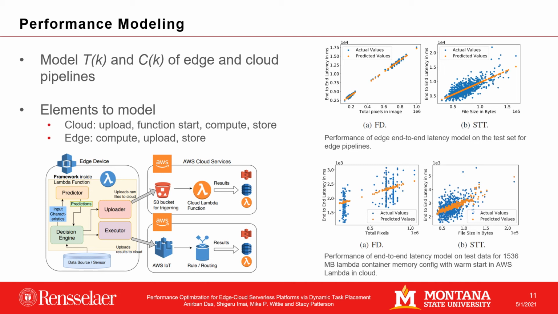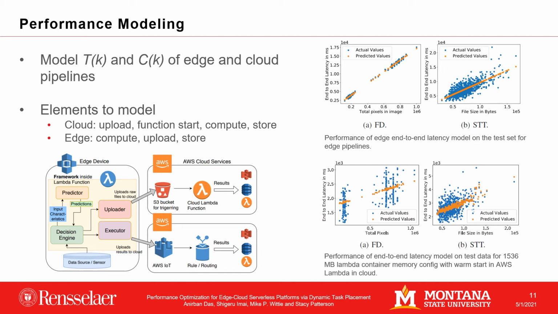However, in all these cases, there is a linear trend, and therefore we can use simple linear regression models such as ridge regression in order to get some estimation models. Now, focusing on the task placement framework on the left here, once we have all the estimation models for end-to-end latencies, we can put these models inside this predictor part.